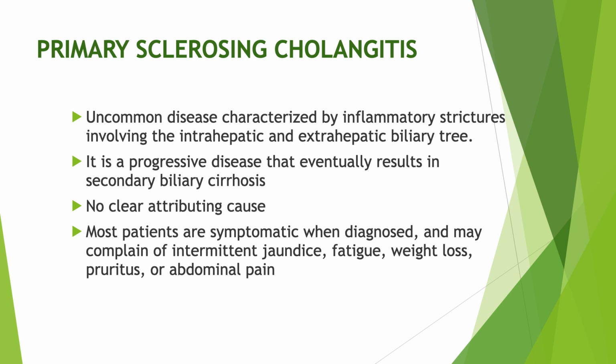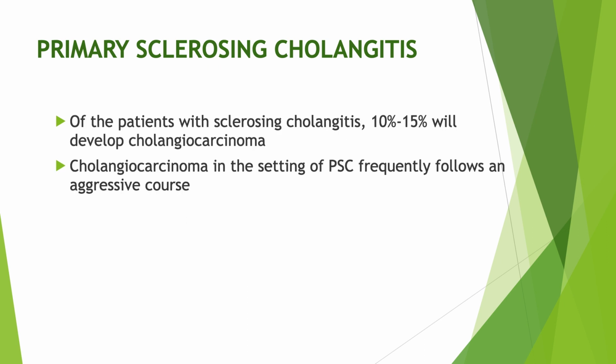Now we go to primary sclerosing cholangitis. PSC is an uncommon disease characterized by inflammatory strictures involving the intrahepatic and extrahepatic biliary tree. It is a progressive disease that eventually results in secondary biliary cirrhosis. It has no clear attributing cause, and most patients are symptomatic when diagnosed and may complain of intermittent jaundice, fatigue, weight loss, pruritus, or abdominal pain.